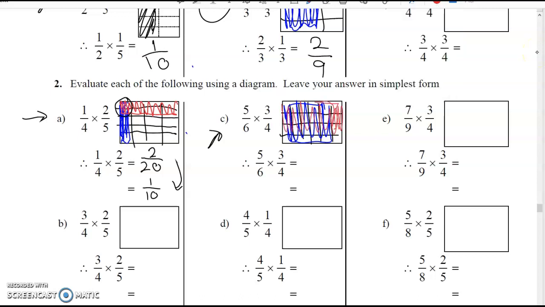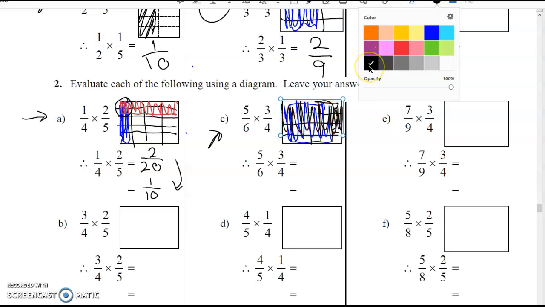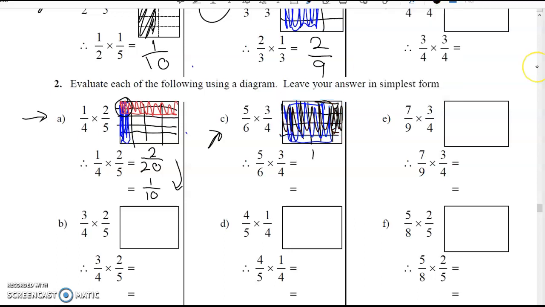So how many cross over this time? Well, it looks like we had 6 going across and 5 of those. So it's basically going to be 5 times 3, it's going to be 15 that are colored in. So 15 out of, there's 24 blocks. Look for a common factor between 15 and 24. 3. So it's going to be 5 and 8.